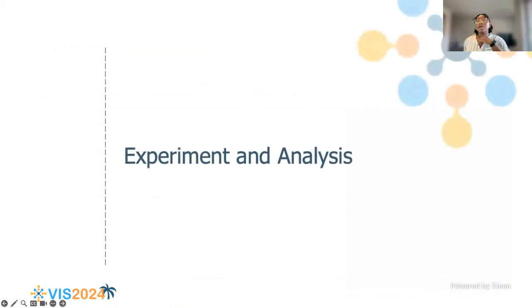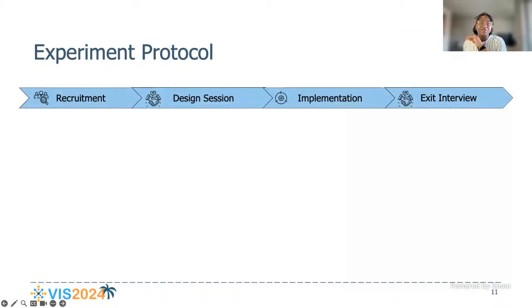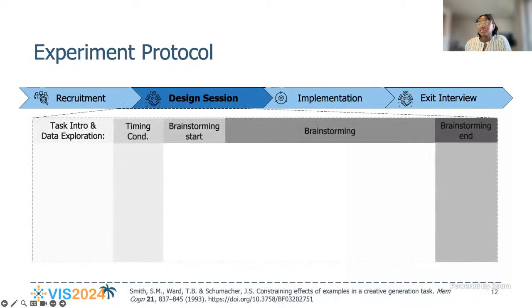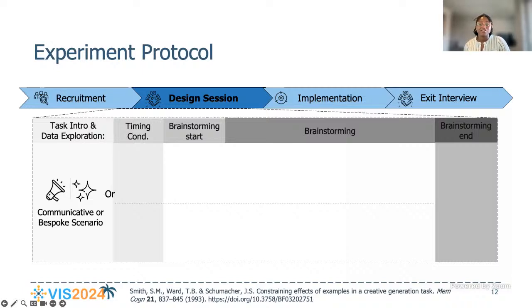All right. And so our experiment had 4 core parts, but for this presentation, I'll just focus on the design session, but I encourage everyone to read the paper for more details on our entire protocol. So the design session replicates the seminal study protocol used by Smith et al. on studying the effects of examples on creativity. And we start with an introduction to the task and the data set, followed by a brainstorming session where designers would sketch as many design ideas as possible.